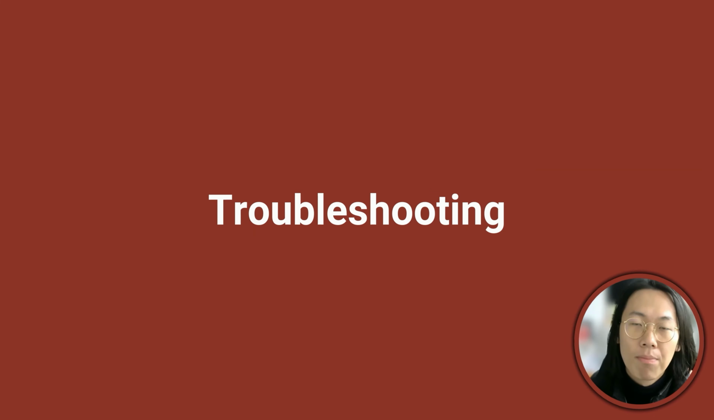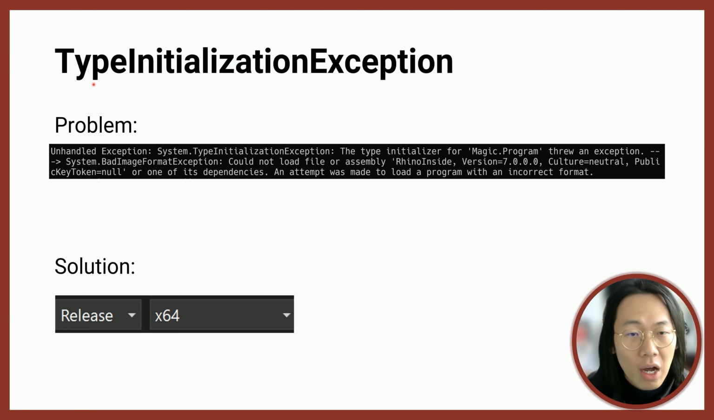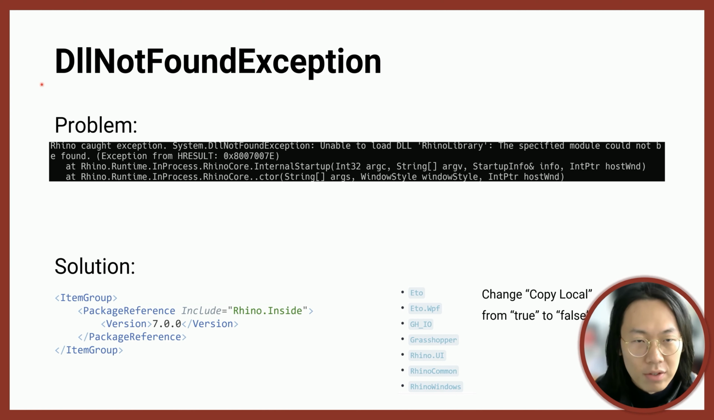There are three most common pitfalls you might encounter. The first one is called type initialization exception. This is most often due to you didn't config your build solution to be x64-bit. I have mentioned it in this video, so if you don't remember, please go and review and you can solve this problem. The next one is called DllNotFoundException. This mostly happened because you have these assemblies using the NuGet package manager to load all these, but you forgot to change the copy local from true to false. Another better solution is that you change the C# project file like this. I have mentioned it in the video previously, so please check it out.